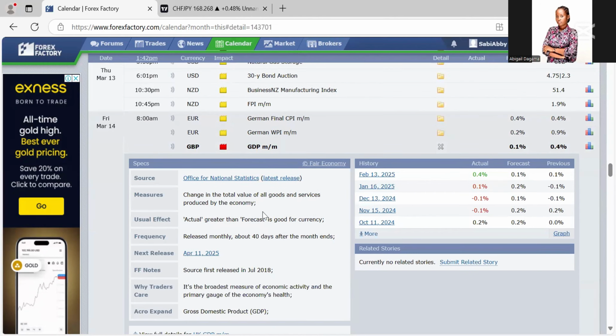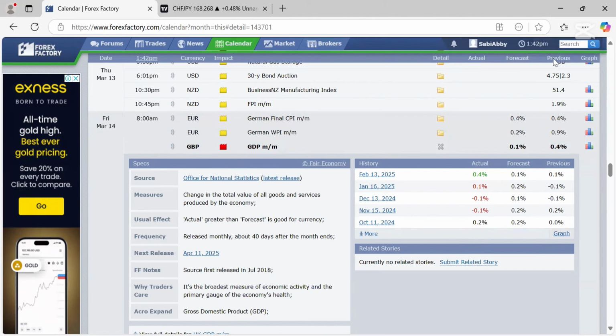So if this comes out greater than forecast, it is good for currency. What does that mean? If you look at this side of the chart, you'd see that there is a previous, there is a forecast, and there is an actual. The previous was the past data we had on that currency. The forecast is what is expected to come out, and then the actual is what actually comes out after the news release is done, right? So actual greater than forecast is good for currency, meaning that if you see 0.1% expected on the pound and it comes out as 0.3% or 0.2%, then there is stability in the pound.